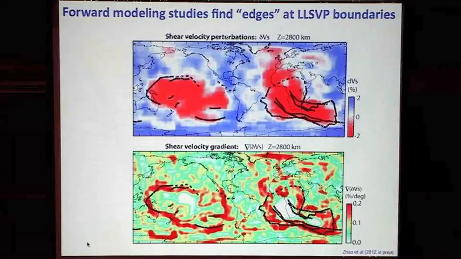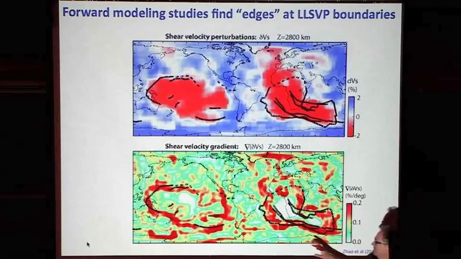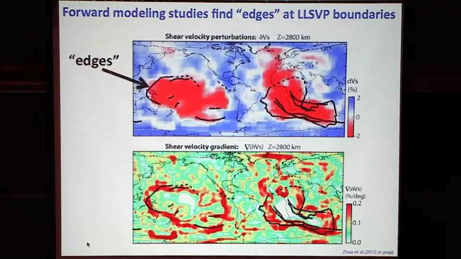These things being together to first order. Now, you could say, well, what about these details? There are a lot of details here. But to first order, there are these so-called edges for the large low shear velocity problem. There's a pile of studies with different kinds of seismic waves, no tests here today, for these different regions.